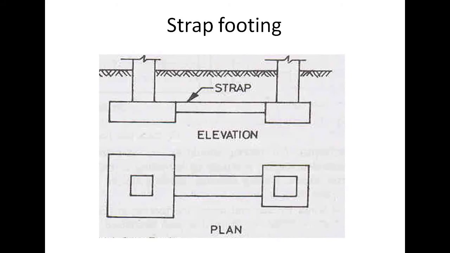The load coming from the superstructure is uniformly divided into the two columns, and then the total load is transferred to the substructure, which is the strap and two footings. A strap footing is more economical than a combined footing when the allowable soil pressure is relatively high and the distance between the columns is large.